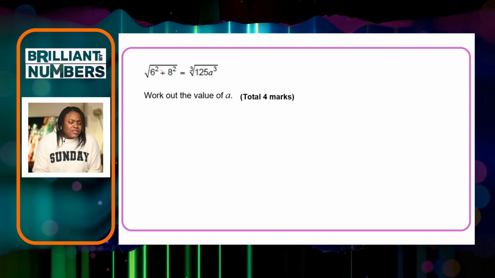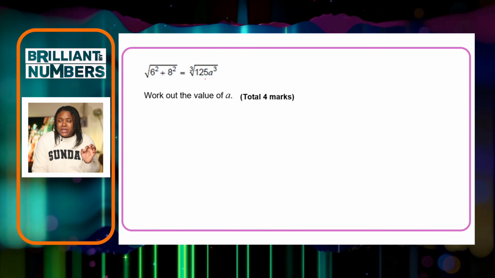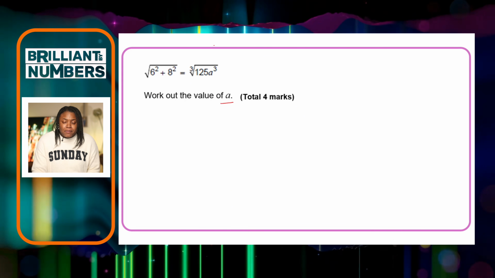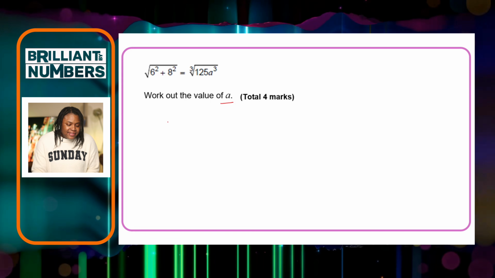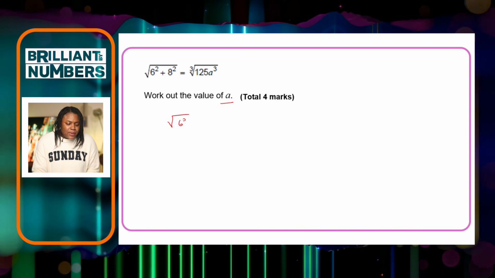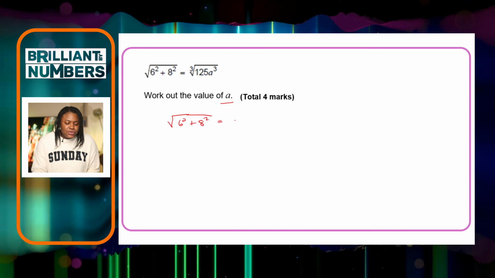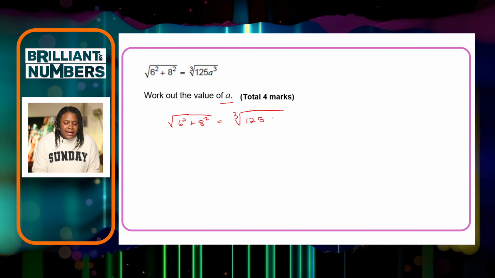Okay, so now we go back to another question, where in this one we are asked to do the square root of 6 squared plus 8 squared is equal to the cube root of 125a cubed. We are to work out the value of a for 4 marks. So let's go, guys. So let's rewrite this. Root 6 squared plus 8 squared is equal to cube root of 125a cubed.